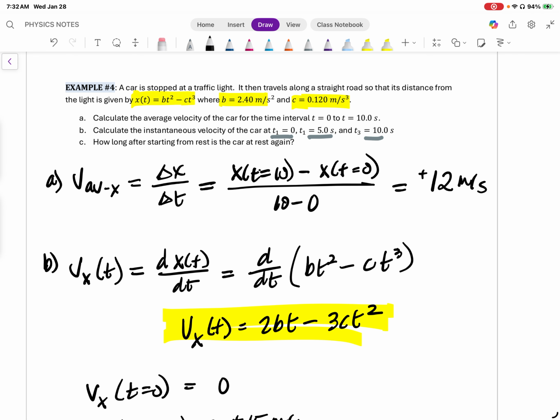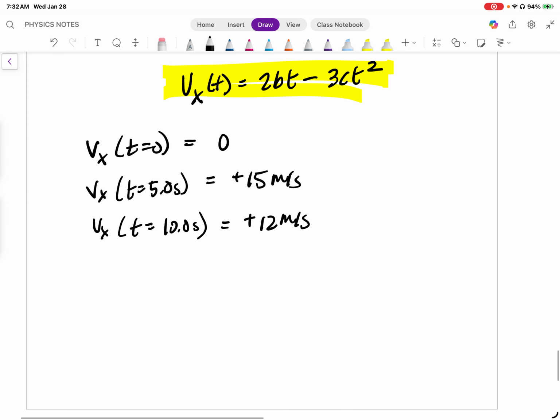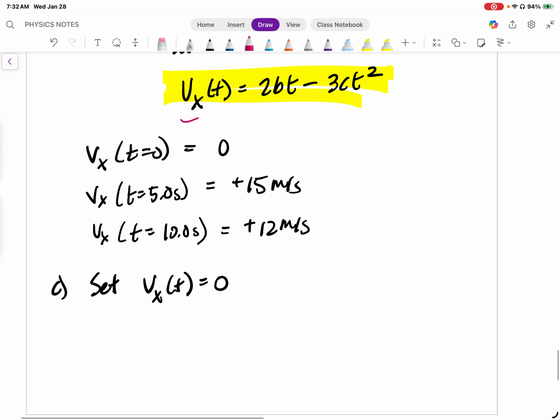All right, let's look at C. C says, how long after starting from rest is the car at rest again? So big idea here is we want to just remember that if I'm at rest, that means that my velocity is equal to 0. So if I'm looking for times where I'm at rest, I want to set that velocity function equal to 0, right? So I want to set that equal to 0, and then we will solve for the times where that is true.